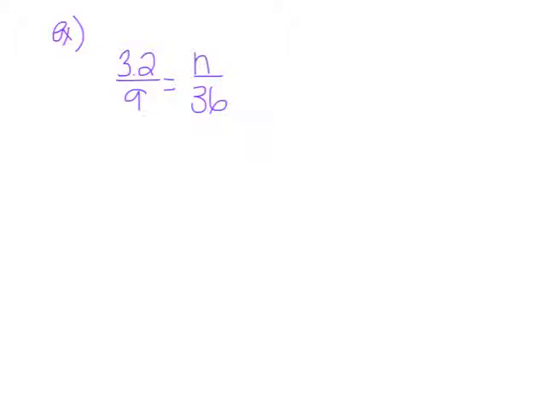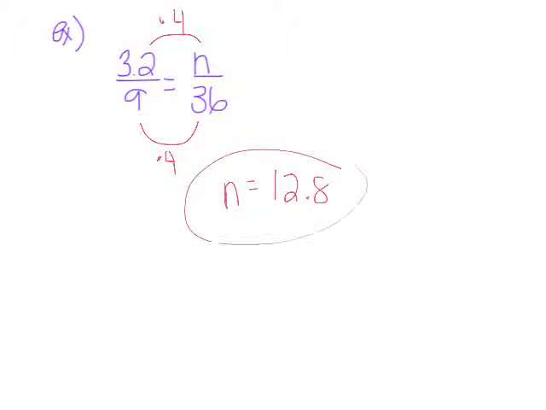What's happening to 9 to get me to 36? So think about that as you pause the video and try this one on your own. Well, 9 is being multiplied by 4. So I need to multiply 3.2 by 4. And I'm going to get that 3.2 times 4 gives me n equals 12.8.